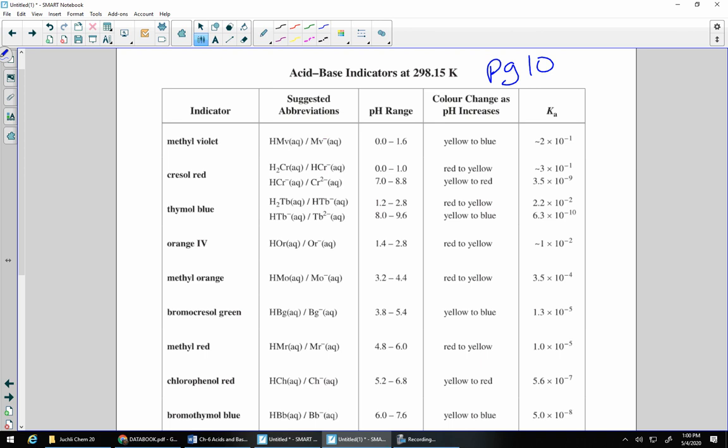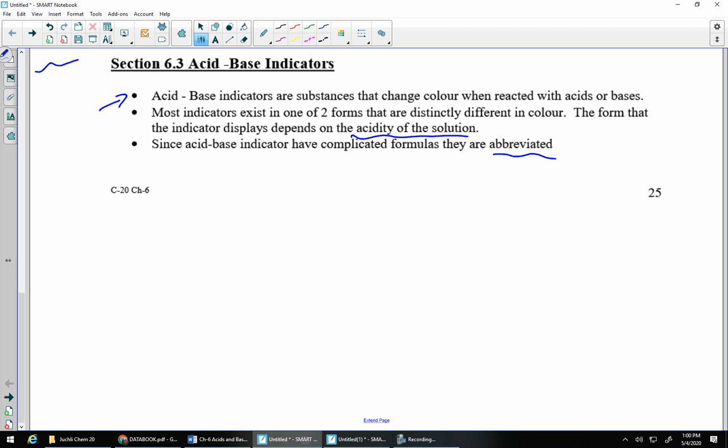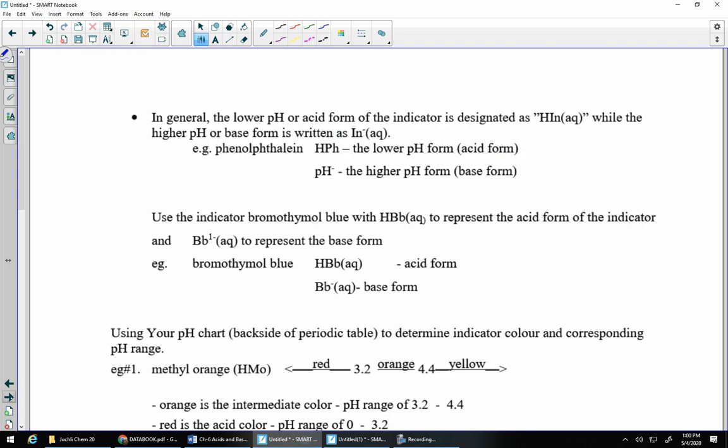So let's go through the general big idea. When something is in its lower pH form, lower pH typically means the acidic form. That being said, it doesn't necessarily need to be an acid. It's just the form that is more acidic. It's generally abbreviated as HIN, where H tells us that it's an acid because acids typically have H in them, and IN is short for indicator, so acid indicator.